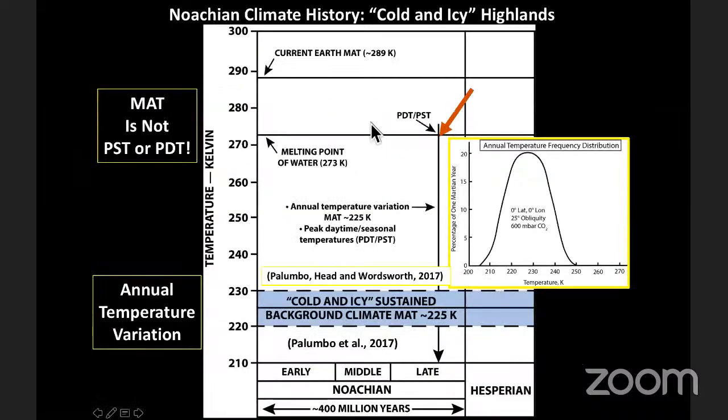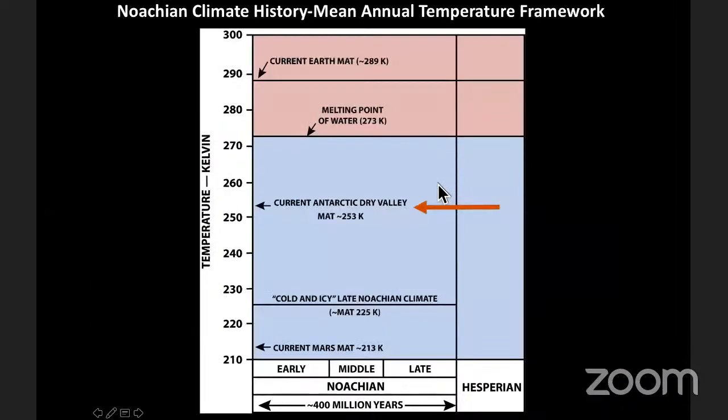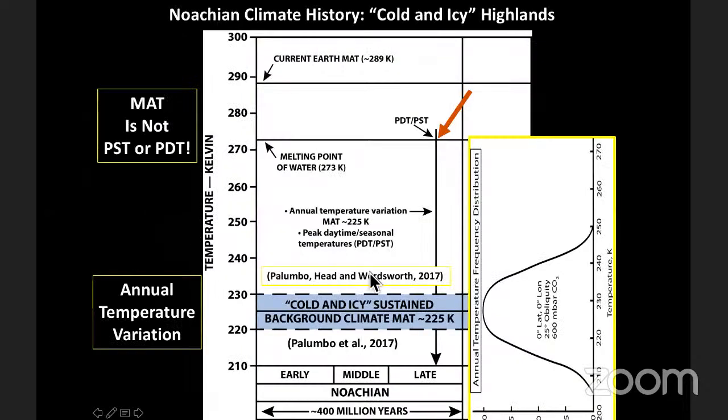And so what we do is we take a look at this, and we understand that MAT is not peak seasonal or peak daytime temperature, and we look at the annual temperature variation. Here is the frequency distribution I was just talking about. If we lay it on its side, you can see here's the peak, but the tails do go out. And even though they don't look important here, they do get above 273K for a short period of time. And so, could that do it? Could just a few days a year produce the features we see over millions of years?